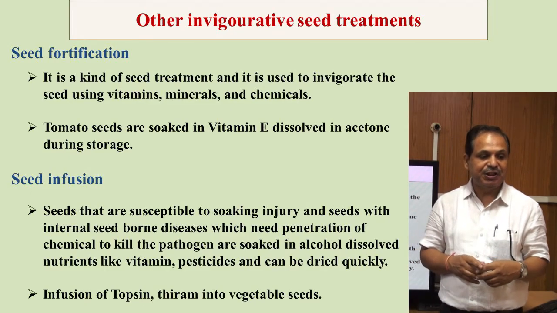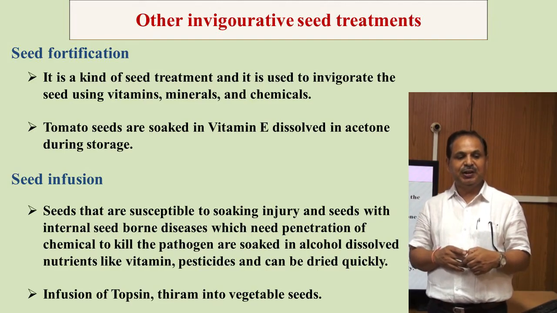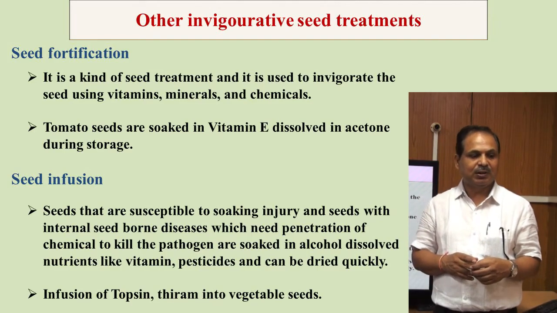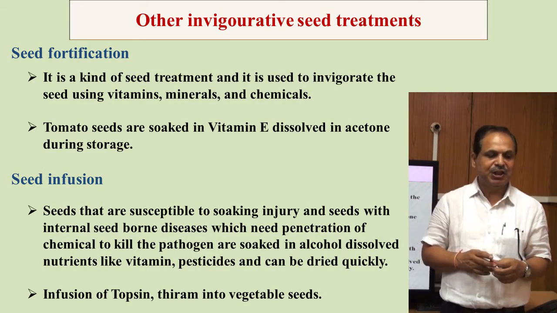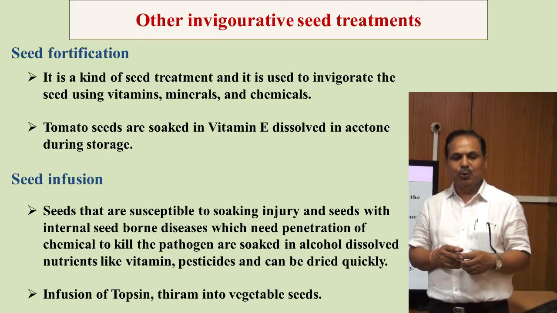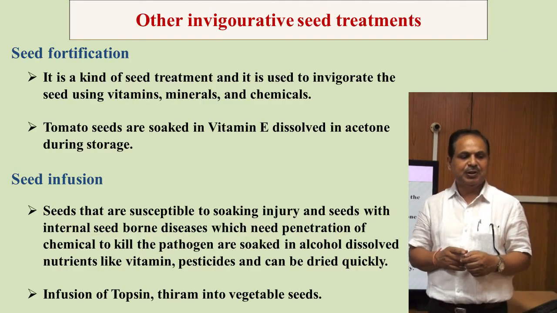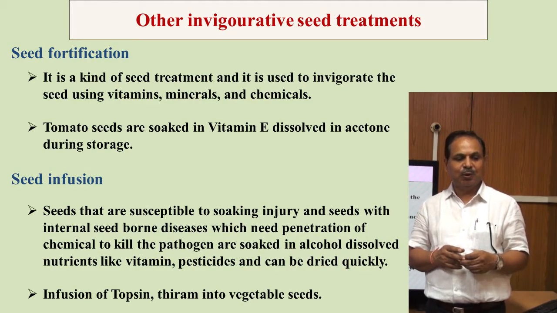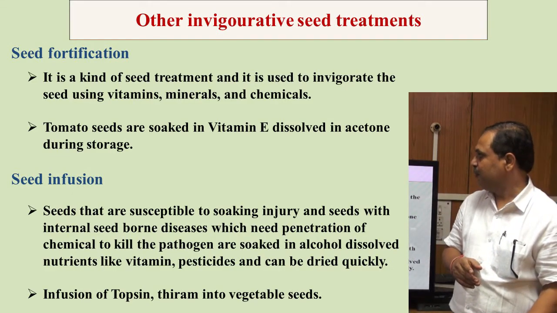Seed infusion. Seeds that are susceptible to soaking injury, and seeds with internal seed-borne disease which need penetration of chemical to kill the pathogen, are soaked in alcohol with dissolved nutrients like vitamins and pesticides, and can be dried quickly. So infusion of Topsin-M into vegetable seeds is generally used for this purpose.